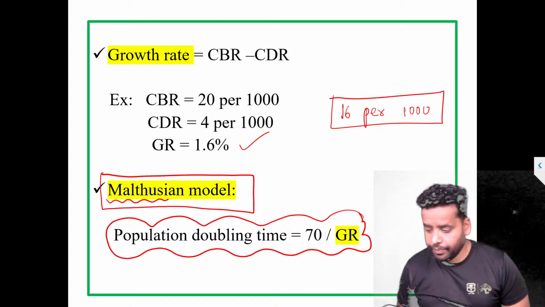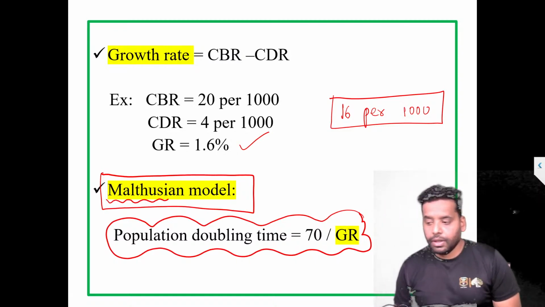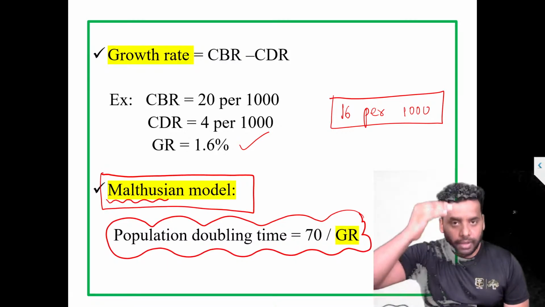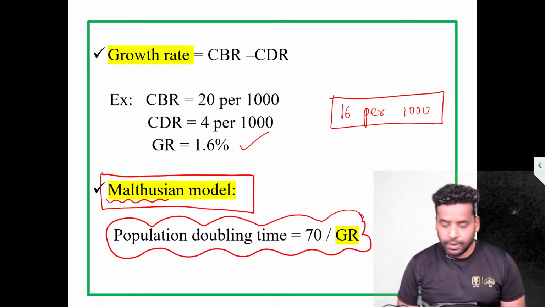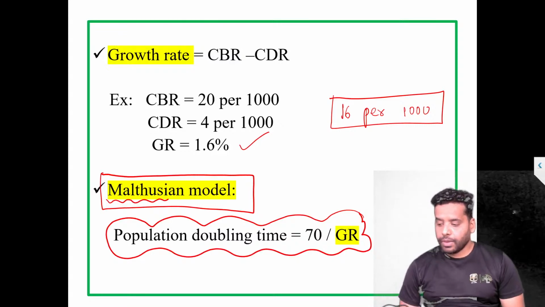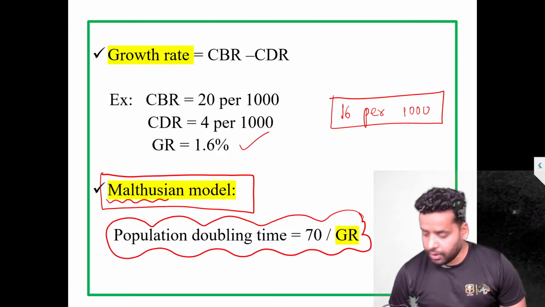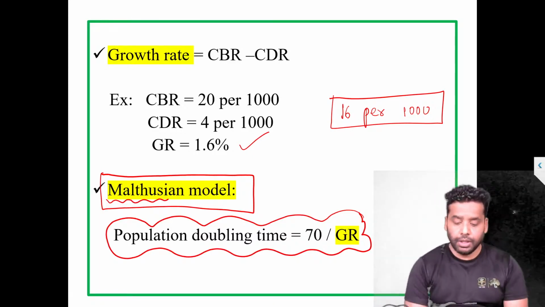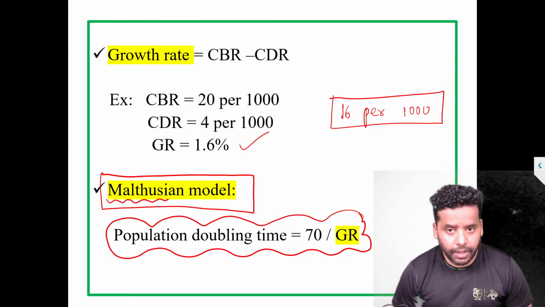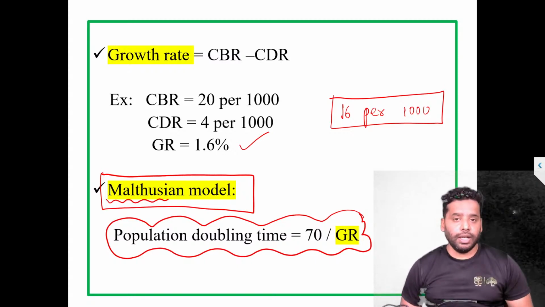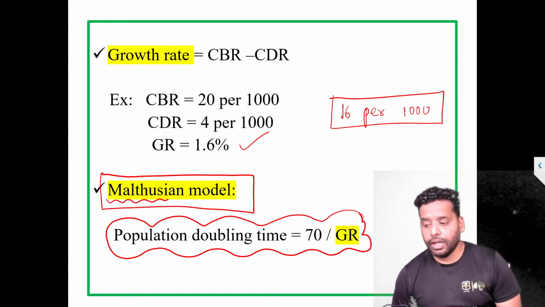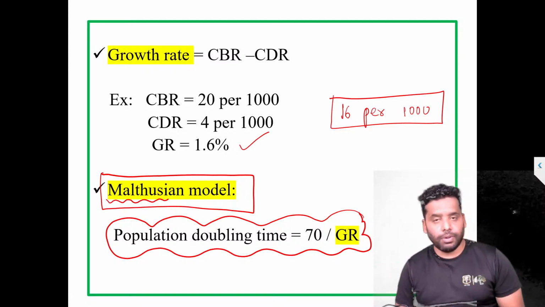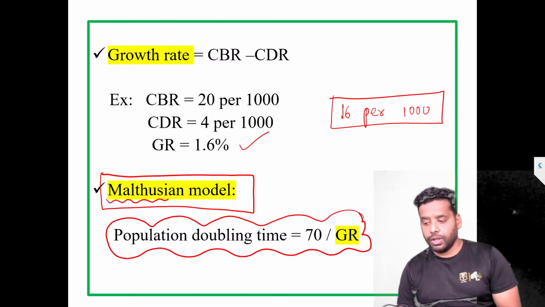True or false? See the words properly. If growth rate is more, population doubling time will be less. True or false? Yes, true statement. Means resources, we need to maintain them properly, because if growth rate is more, population doubling time will be very, very less. We have to maintain the resources properly. That is what I wanted to say.